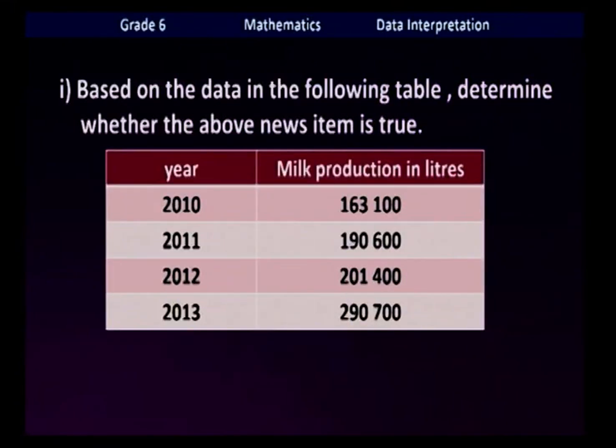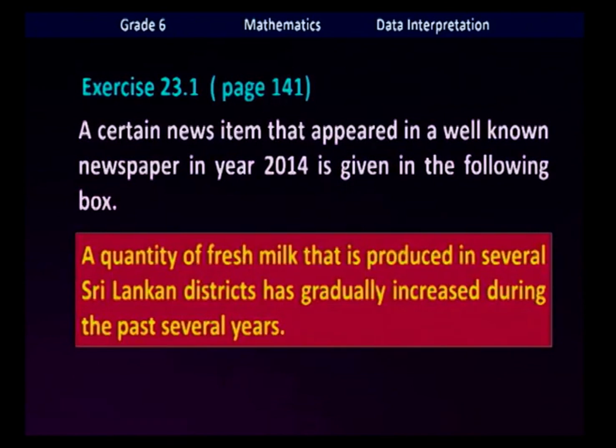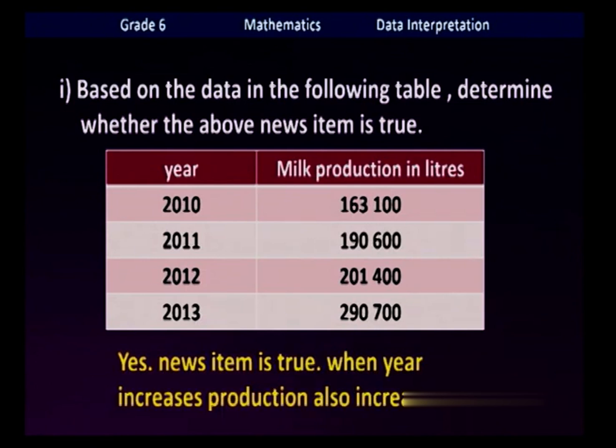Then this is the question from that news item. Based on the data in the following table, determine whether the above news item is true. Nisika, what is your idea? Yes, it is true. When we consider the milk production from 2010 to 2013, it has gradually increased. That news item also tells about a gradual increase. So the news item is true. When the year increases, milk production also increases.